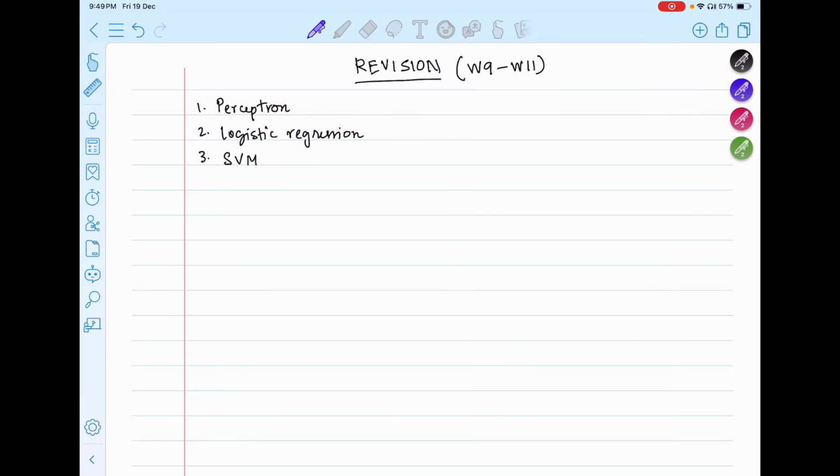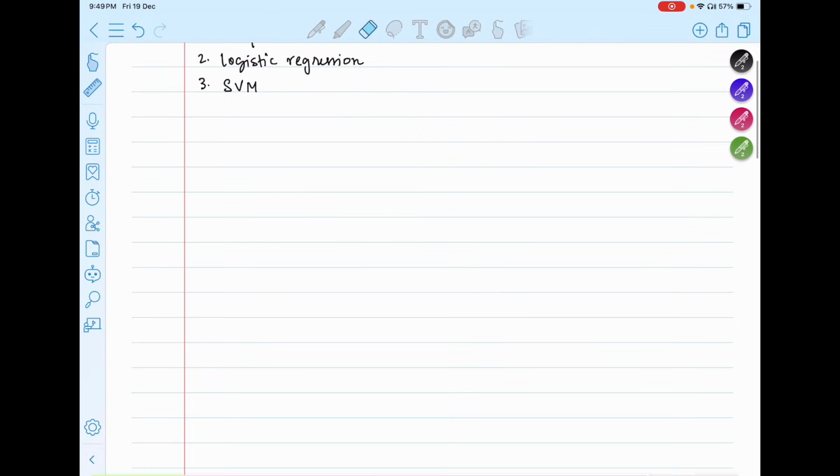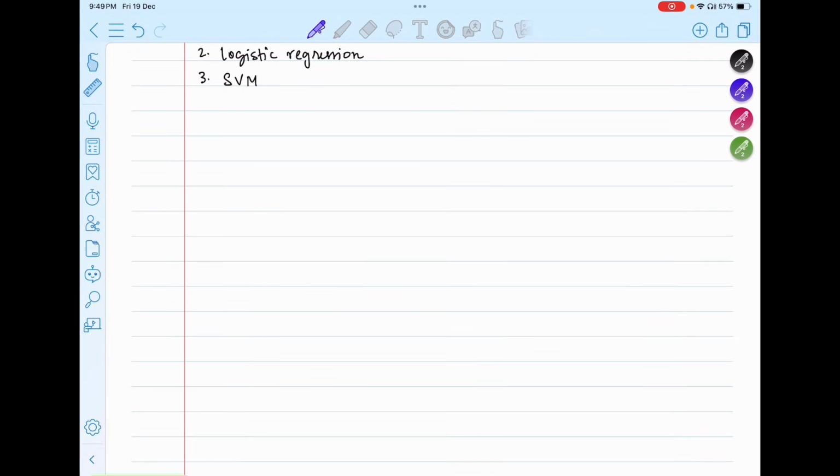Okay, so this is going to be a revision session. We will revise a few important facts about perceptron, logistic regression, and SVM. So, in the context of perceptron, the most important fact that you need to remember is the algorithm itself. So, first let us discuss this perceptron algorithm in full precision.